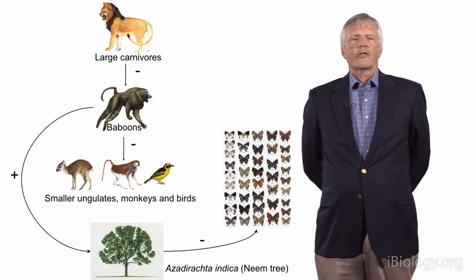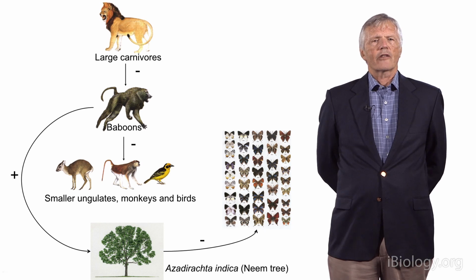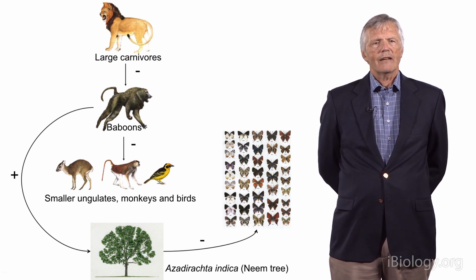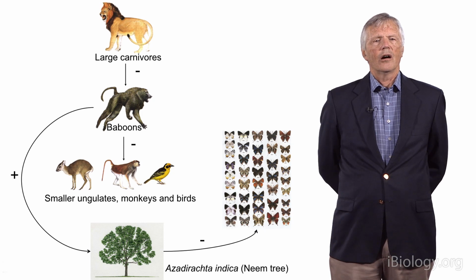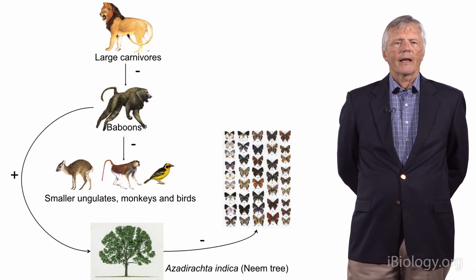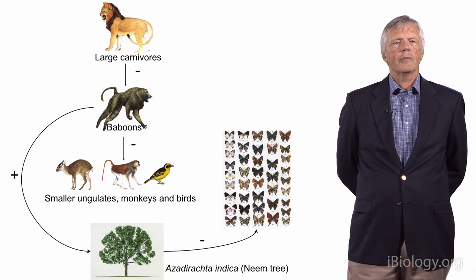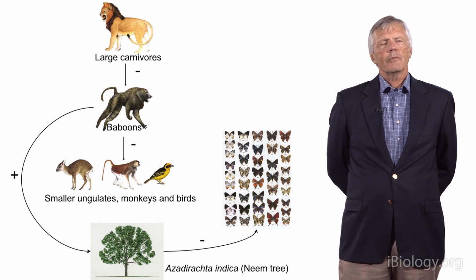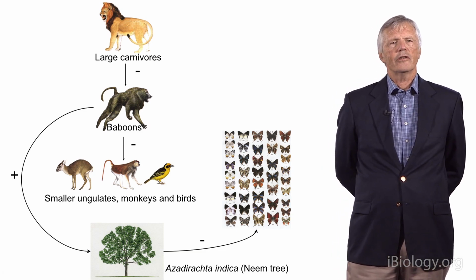So through all of this, the people that have worked on this system have shown this complex series of interactions among the large carnivores of Africa, the negative effect that those large carnivores have on baboons, and the knock-on effects that the baboons have on not only plants, but small ungulates, small birds, other small primates. The baboons actually have a depressing effect on these various species. And the baboons have an enhancement effect on an exotic tree. And in this particular case, it's a neem tree.